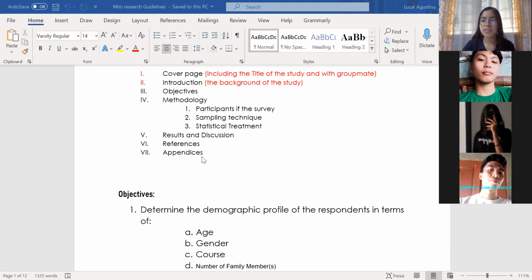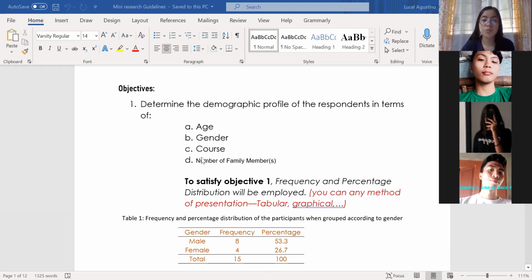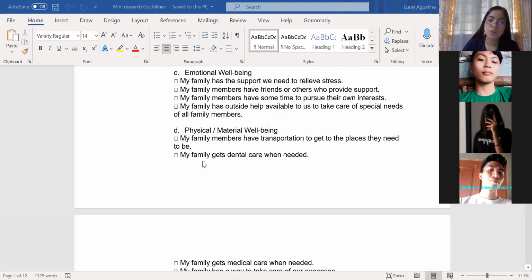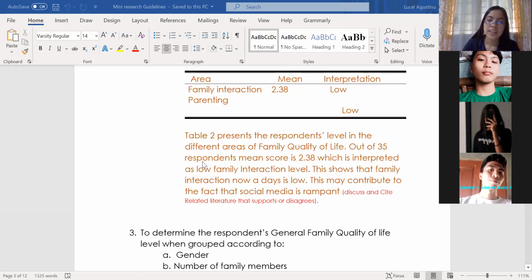And then sa appendices, di ba nagamit ka mo software? So ang inyong mga complete nga mga calculations, ang complete nga table dito nyo na ibutang sa appendices. Also, don't forget to put the scores sa inyong classmates, sa inyong groupmate. So anyway, it's also here in this, wait, okay.